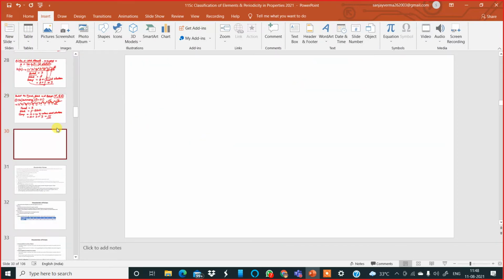Okay, now the next element which I would like to do is let me select 80, 81. Let's take 86. 86 element, example number 3. I'll write. The element is Rn. Have you heard of Rn? Radon. Its atomic number is 86. Is that clear?